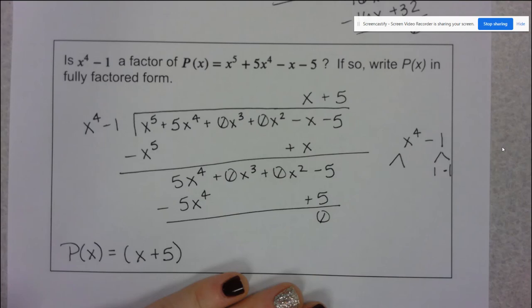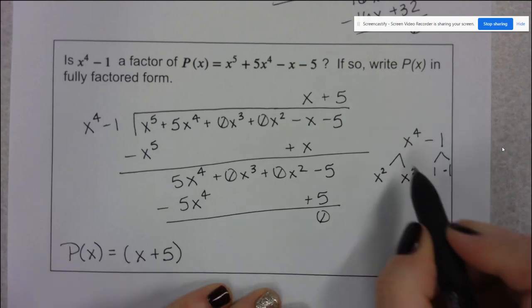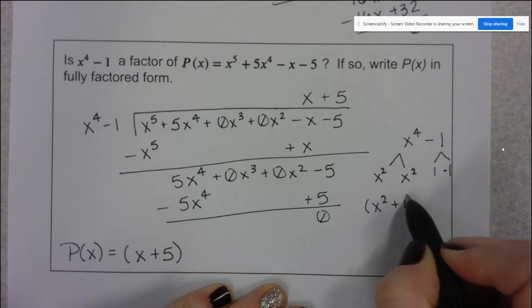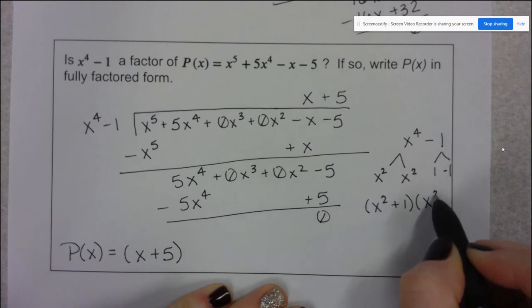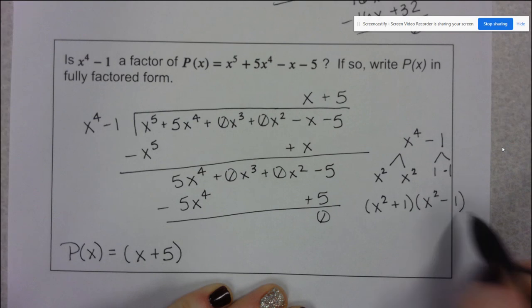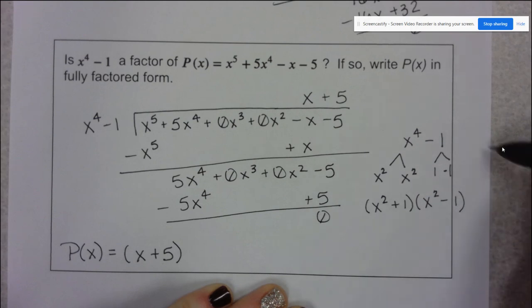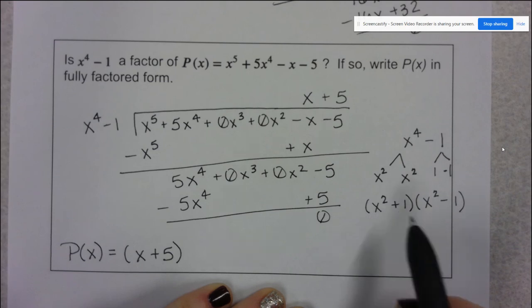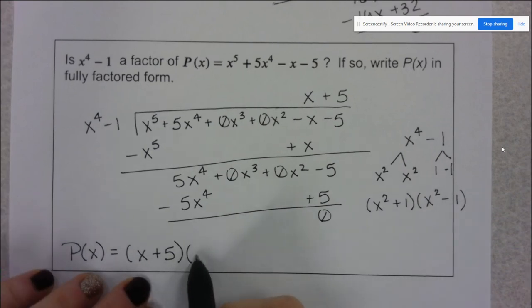And of course, my document camera froze. There it is. All right. So this would be x squared plus 1 times x squared minus 1. And this is the factored form of x to the 4th minus 1. Well, now I have to double check and make sure both of these are fully factored. Well, x squared plus 1, that's as factored as we can get.